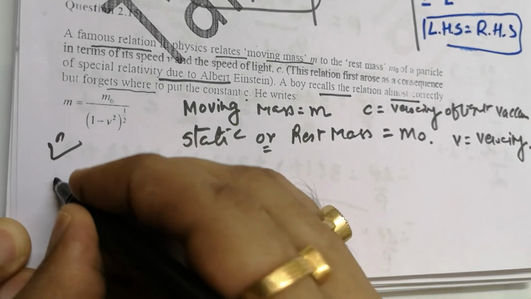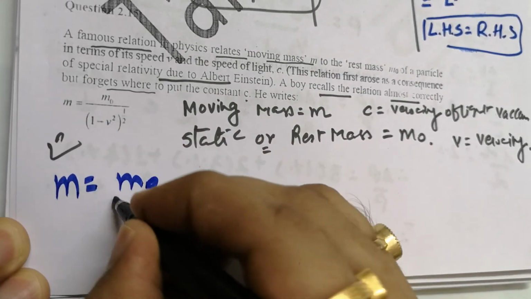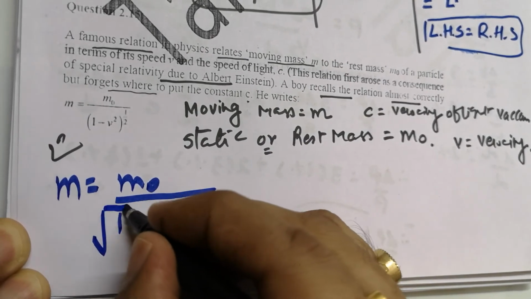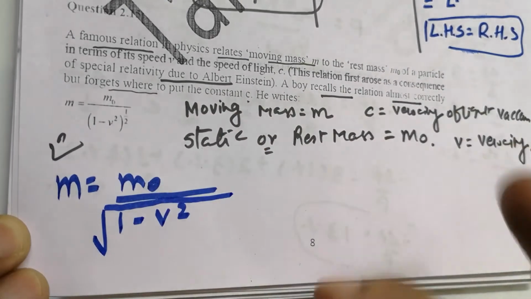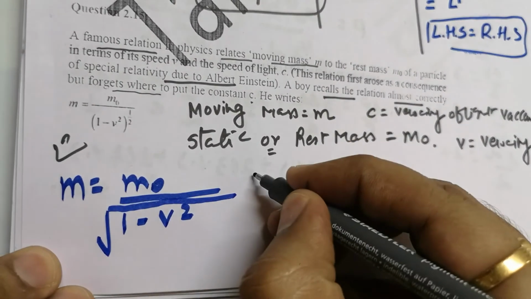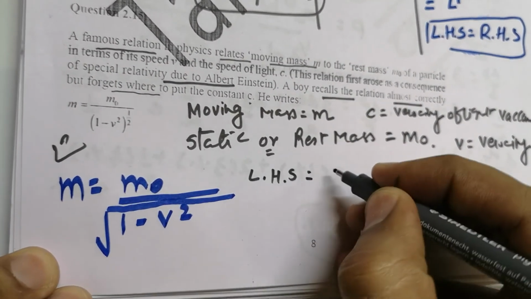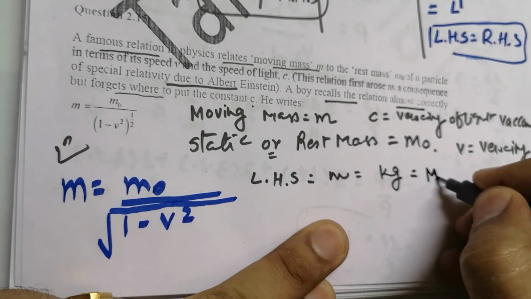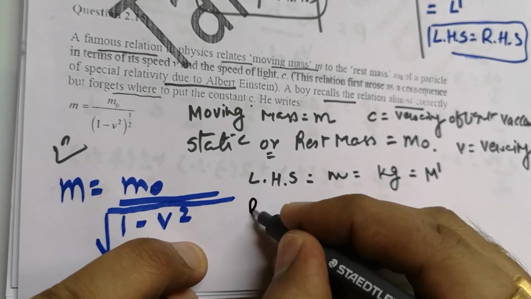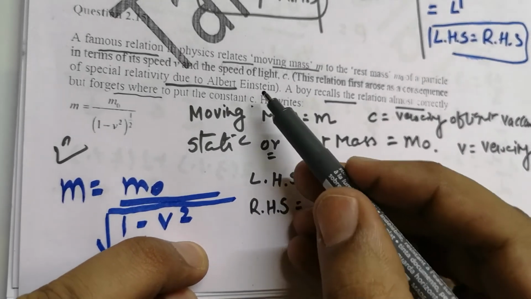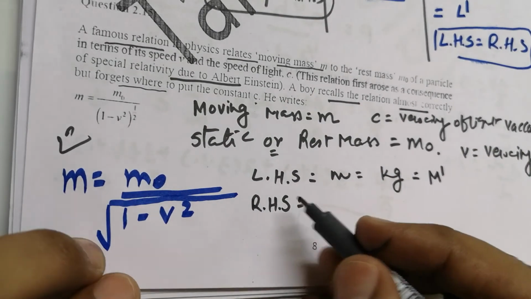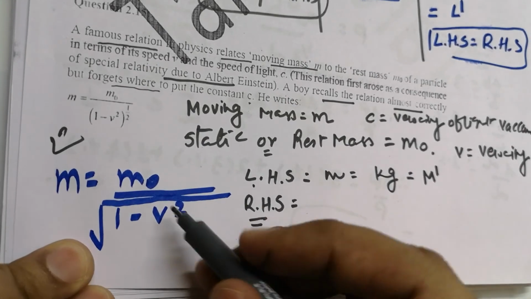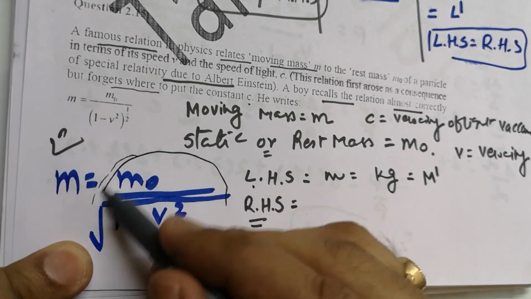So we have to find out where we can place c. First of all, I am mentioning this formula for you. M is equal to m0 times 1 minus v square, and a square root will be there because it has the power of 1 by 2. As per homogeneity, the left hand side is m, having unit kilogram, so its dimensional configuration is M1. If this expression is true, as they have mentioned it was derived by Sir Albert Einstein, the left hand side and right hand side must be equal.